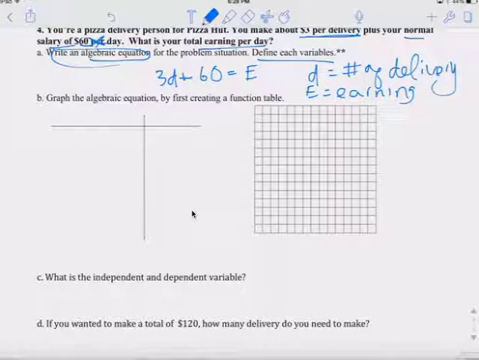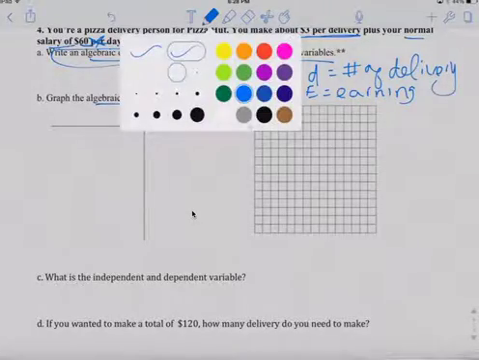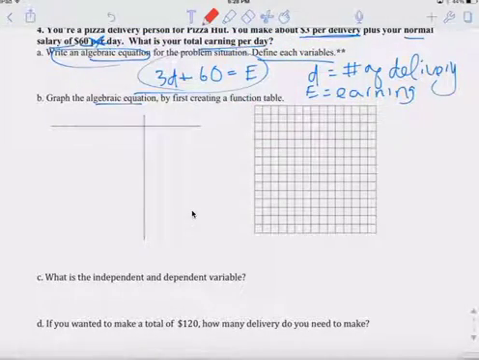Okay, now we graph the algebraic equation from up here. By creating a function table, you pick some numbers. Now remember, when you're picking numbers, even on the test, I think I gave you numbers to use, so I didn't have to figure out. So I'll tell you use 10, 20, and 50. That's what we said in class.